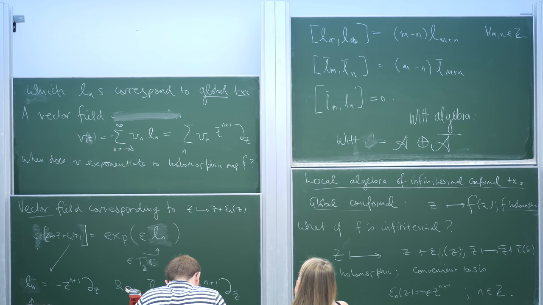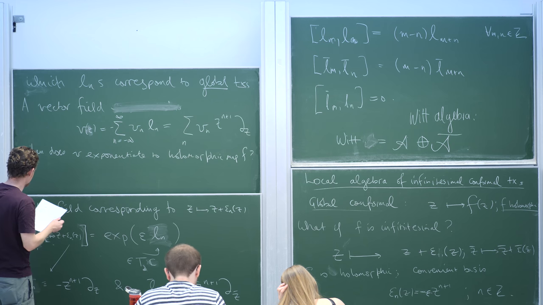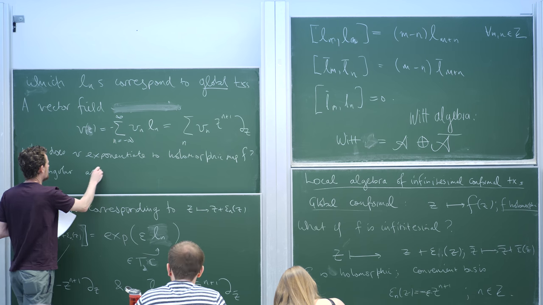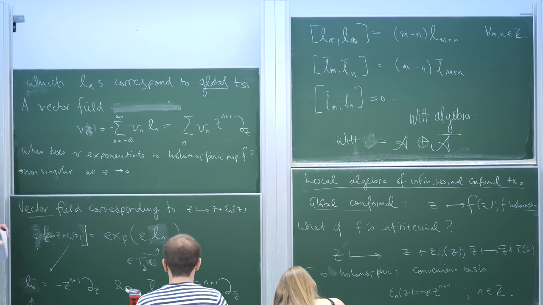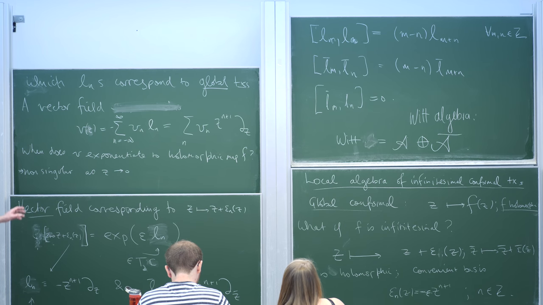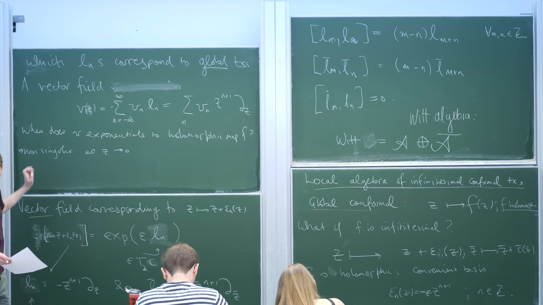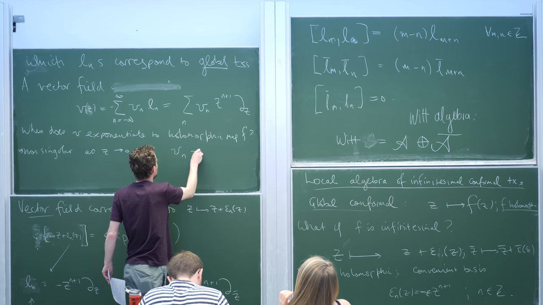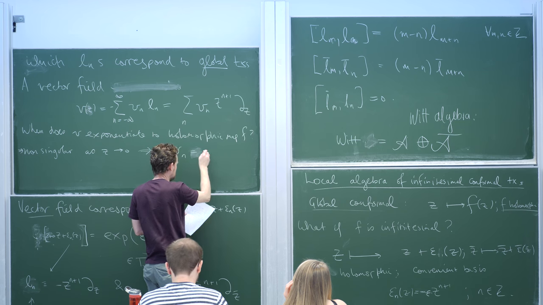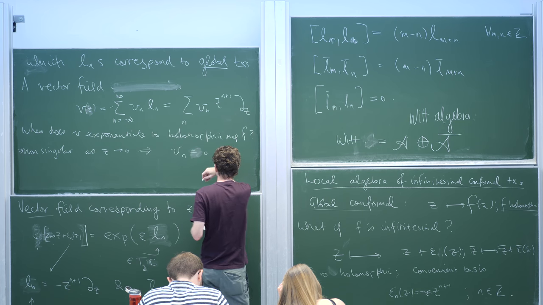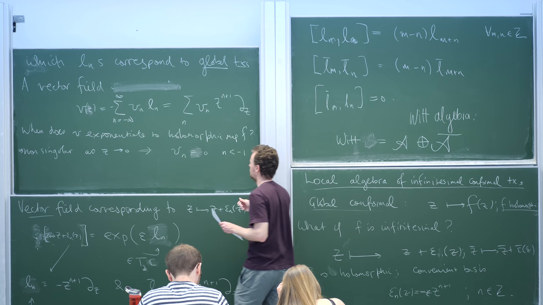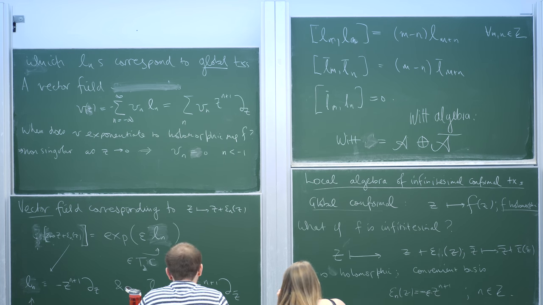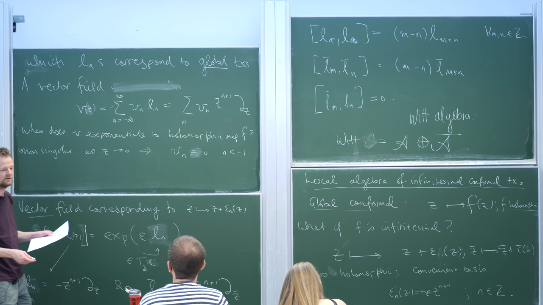Well, the answer is it has to be globally well-defined. Sort of, there's a bare minimum you would require, that as z goes to zero, it's not singular. But that already imposes a huge constraint on these coefficients here. Namely that Vn has to be zero for n less than or equal to minus one, because if it wasn't, then you'd have a singularity. Wouldn't be able to exponentiate that.